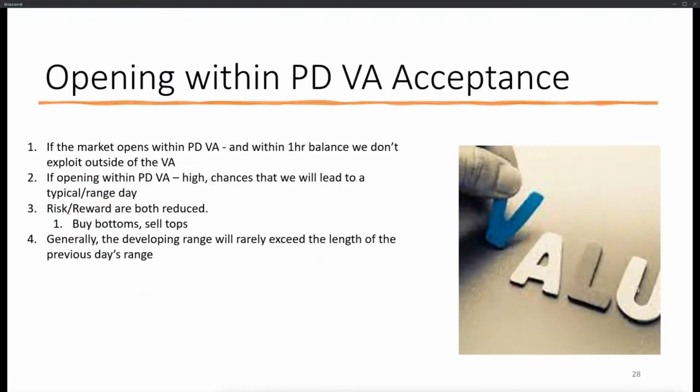If you're opening within the previous day value area and then you're accepting, so within the first hour you don't break the previous day value area high and low, that means most likely you're accepting the previous day value area. Usually you buy the bottom, sell the tops. Isn't that what happened on Friday?